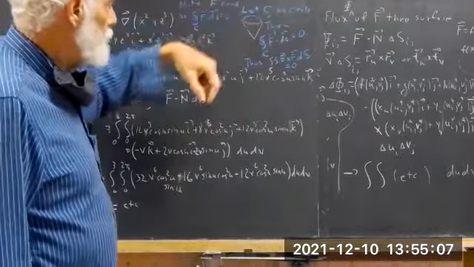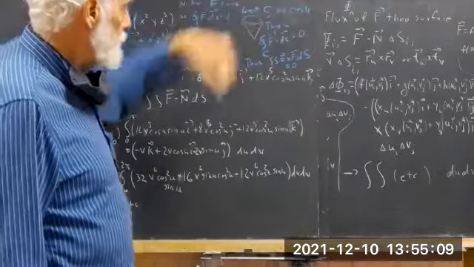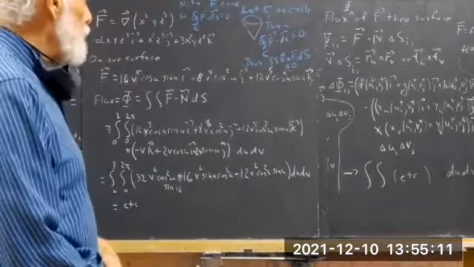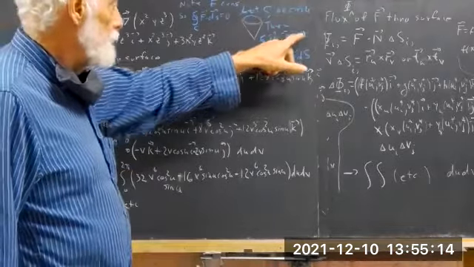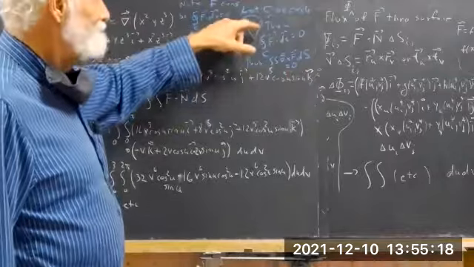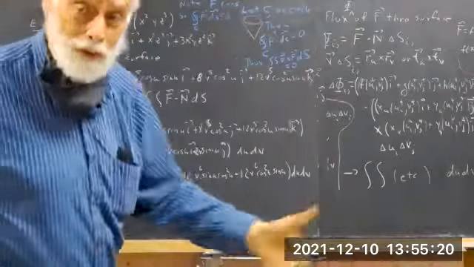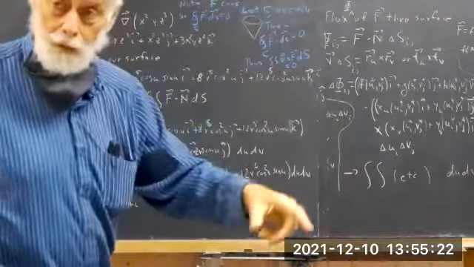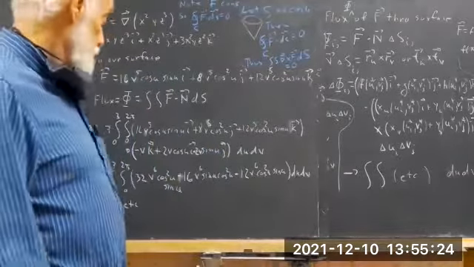So here's our cone. Let's let C be the circle up the top of the cone. Then the integral of f dot ds has to be 0, because this is a closed curve and f is a conservative field. Okay.